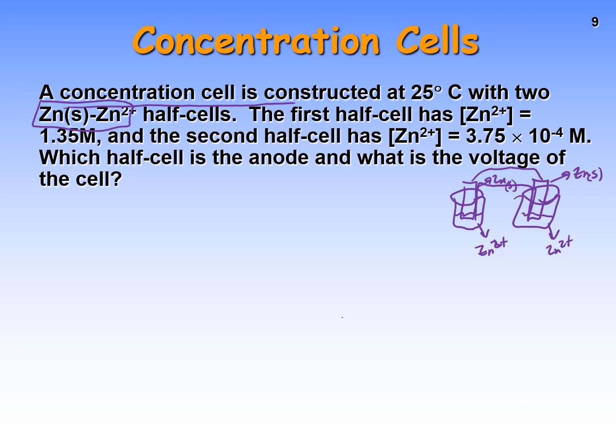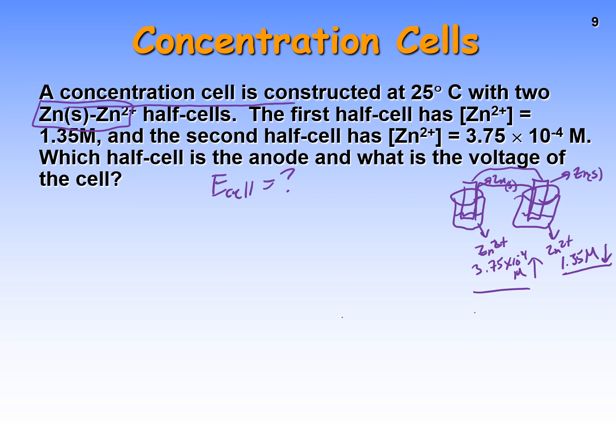Now, let's say this one is at 0.375 times 10 to the negative 4 molar, and this one is at 1.35 molar. What's going to happen here is the reaction is going to try to make this guy come down, decrease its concentration, and this guy come up to increase its concentration. And this will continue to happen until the two concentrations become equal. We want to know which of these two is at the anode and what is the voltage of the cell. In other words, what is E cell for this system?